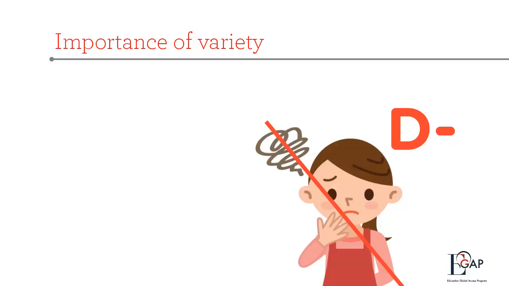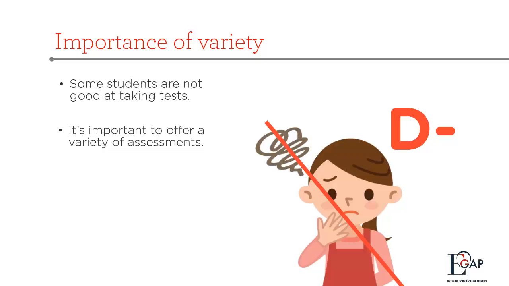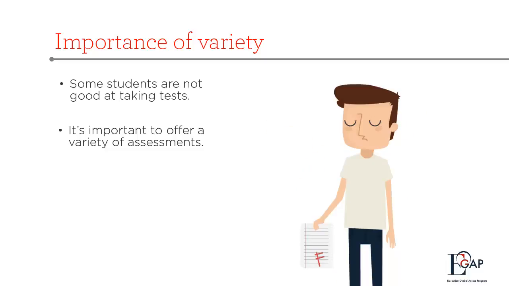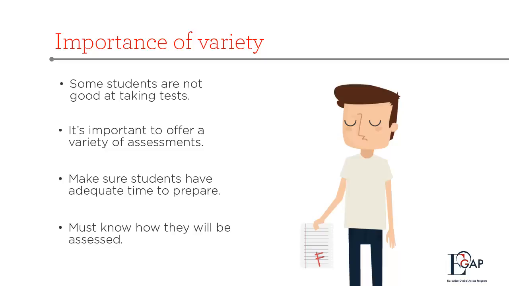This is true about summative assessments in general. The truth is, some students are simply not good at test taking. This does not mean they are bad at school or haven't studied. This is why it's important to offer a variety of assessment options for your students. The same student who does poorly on an oral exam might get a very high mark in a written exam. It is also important to make sure students have adequate time to prepare for their assessment. And in order to prepare, they must have a solid understanding of how exactly they will be assessed.